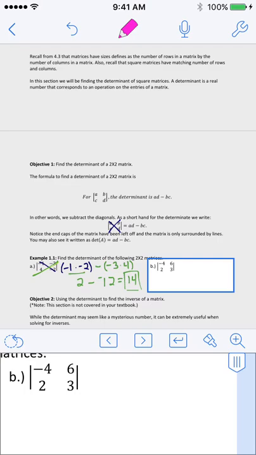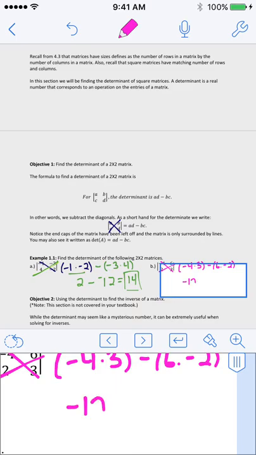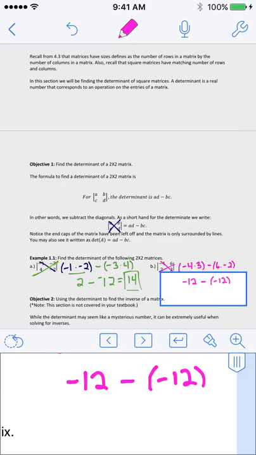Alright, so I hope you had a chance to try. I hope you paused the video. If not, please do so now. But let's go diagonal by diagonal. So, -4 times 3 minus 6 times -2. We end up with -12 minus a -12. The determinant here is equal to 0. And that's awesome. Cool. We found it. That's going to mean something later on. Right now, it just means that the determinant is 0.